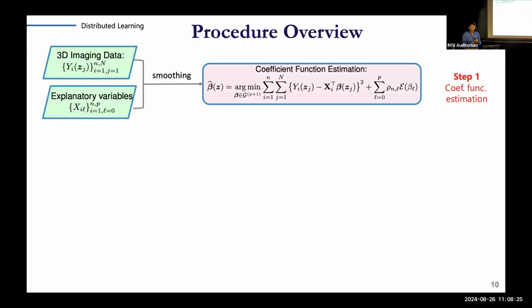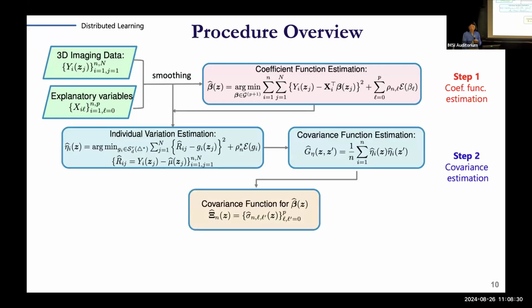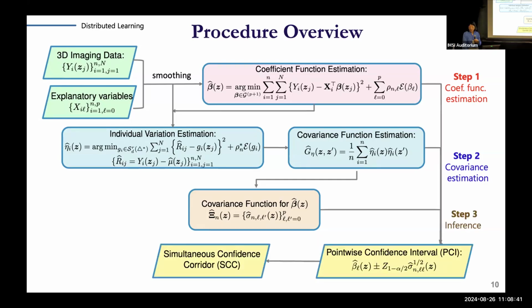So this is the procedure of our model. For those of you in functional data, this might sound very familiar. Starting from the imaging data, you estimate a coefficient function. Then based on the coefficient function, you find the residuals and construct the covariance function. Then based on the asymptotic properties, you can obtain pointwise or simultaneous confidence intervals. This is a very typical procedure for functional data. But when we're dealing with neuroimaging data or large-scale medical data, we face computational challenges.